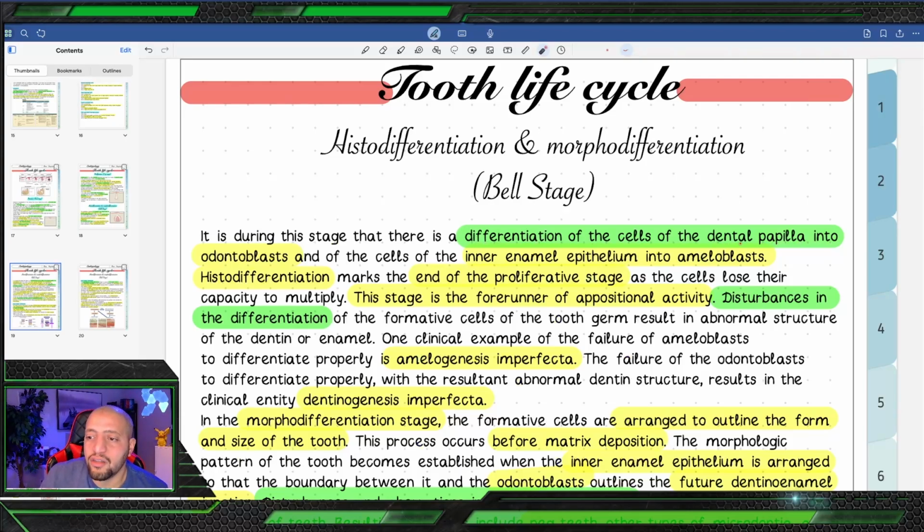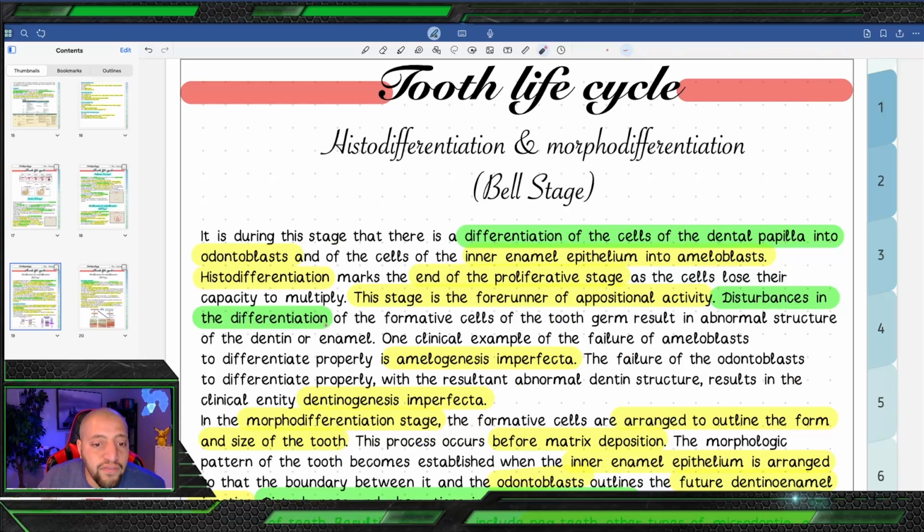So differentiation of the dental papilla into odontoblast and inner enamel epithelium into ameloblast, histodifferentiation, marks the end of the proliferative stage, as the cells lose their capacity to multiply. So at this stage, once we go to histodifferentiation, there is no multiplication. It's done. Whatever cells we have, these are the cells we are going to work with. This stage comes before the appositional stage. Appositional is calcification. So there is no calcification without matrix.